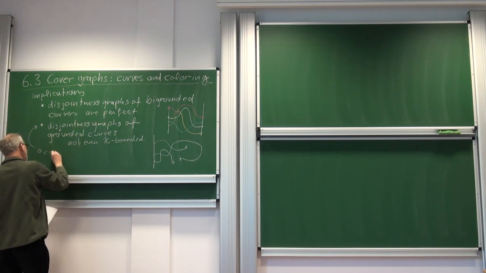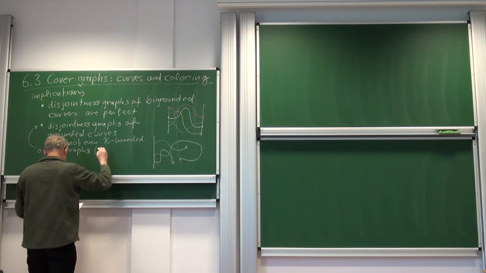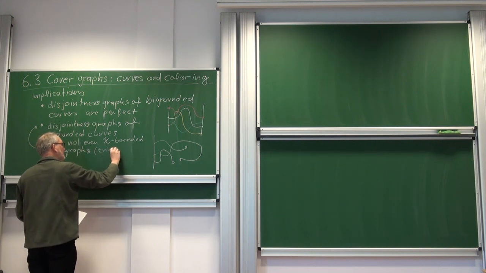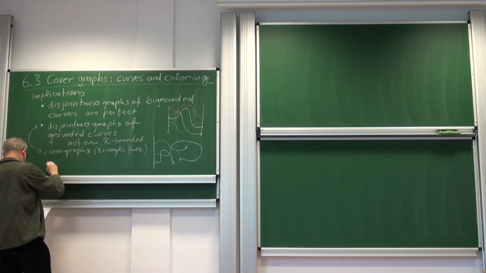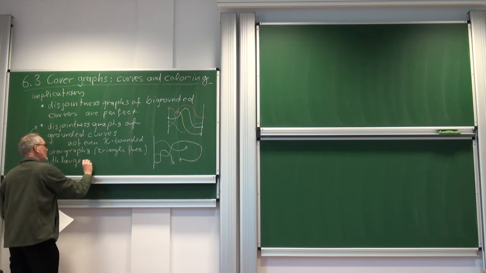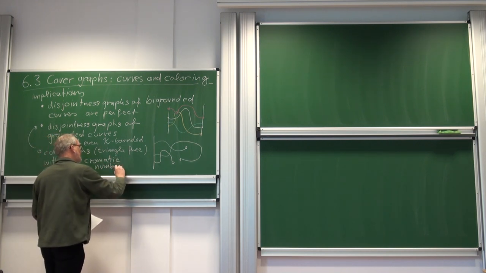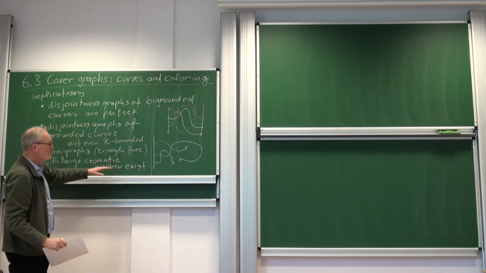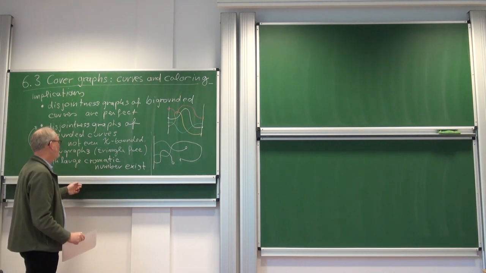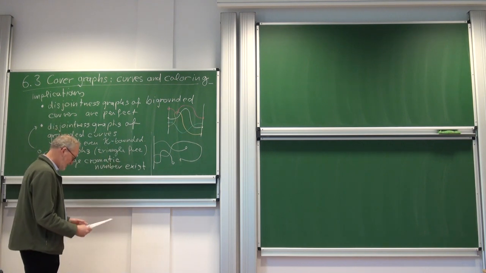We show that cover graphs, and they are triangle free by definition, with large chromatic number exist. And we will actually quantify how large the chromatic number is and see some surprisingly high values, I would say.